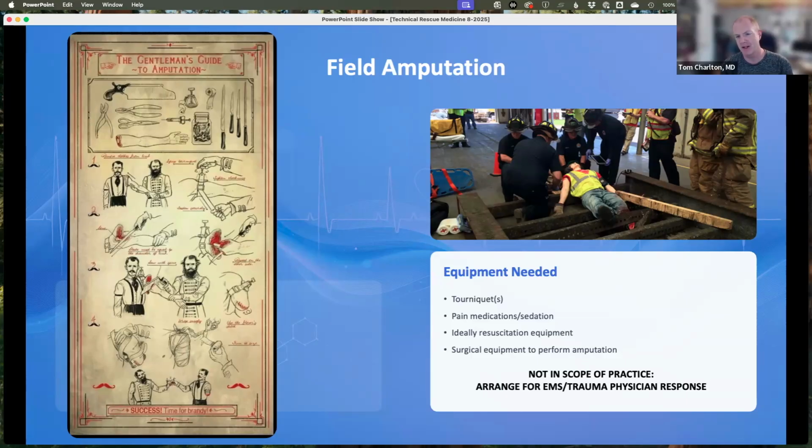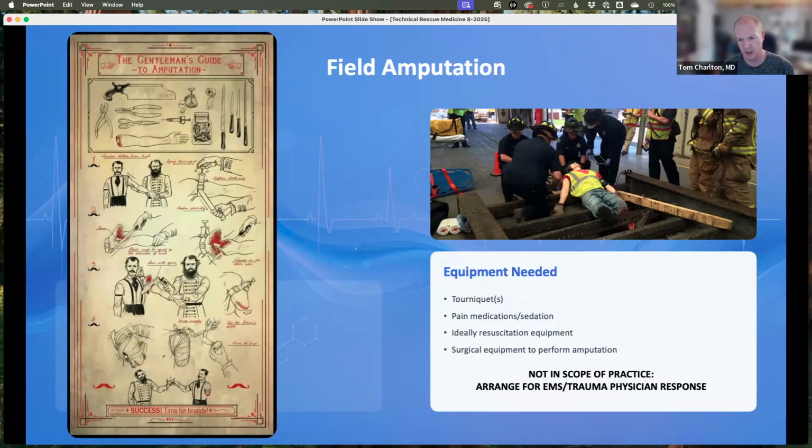The equipment that you're going to need for this are tourniquets, obviously pain medications and sedation, ideally resuscitation equipment, and the surgical equipment to perform amputation. It's very, very, very important to recognize that this is not in the scope of practice for anyone in EMS. This is a physician-only procedure.